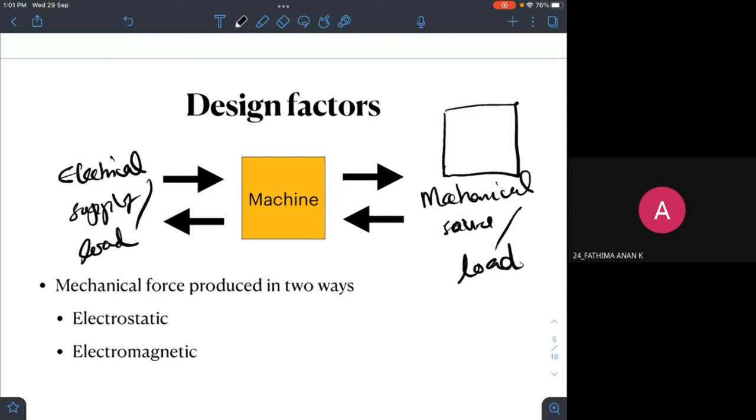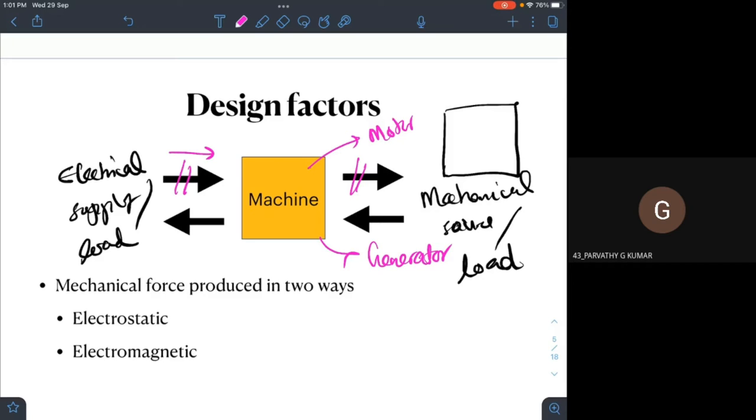But suppose that I am giving electrical input here. I'm considering this case. We are giving electrical energy inside, and we are taking mechanical energy here. Then what kind of an electrical machine is it? Anybody? Parvati? If I am giving electrical input into an electrical machine and I am taking mechanical output, which kind of machine is it? Motor. It is a motor, right? If it is a reverse case, then what will it become? It will become a generator, right?